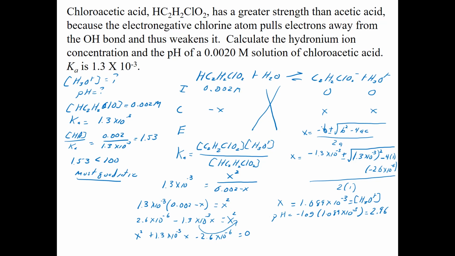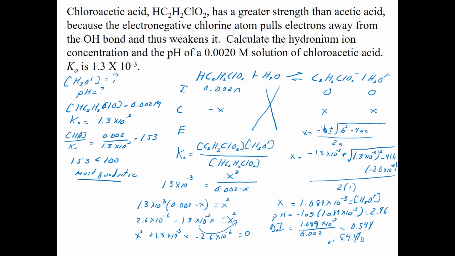Okay. And my degree of ionization, DOI, is the 1.089 times 10 to the minus 3 divided by my initial concentration of 0.002, and that gives me 0.544, or if I do it in percentages, it's 54.4% ionized. That's the other way to think about it. Okay. Compare that to the last problem that we did, and it was only 4% ionized, so this is a much stronger acid than the previous problem.